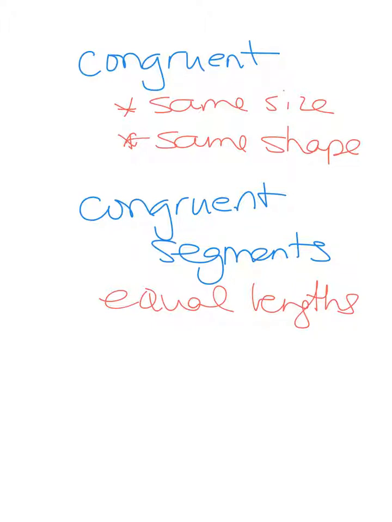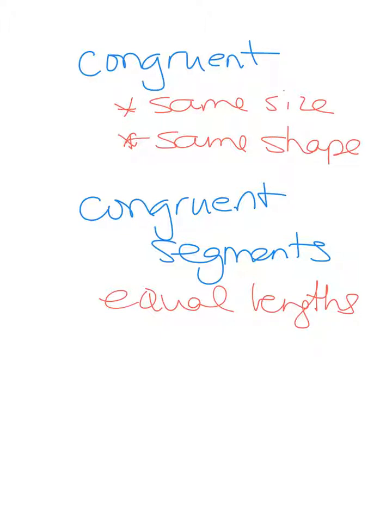When I'm looking at some different vocabulary words, first I have the word congruent. They are any two objects with the same size and same shape. For example, if you're comparing your geometry book to the person sitting next to you, those geometry books have the same size and the same shape.